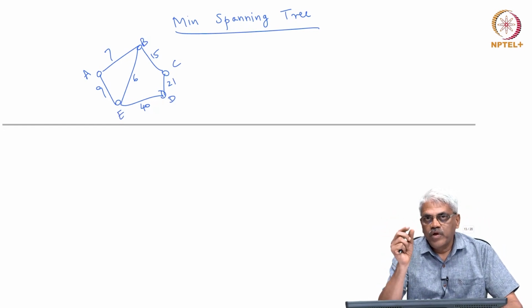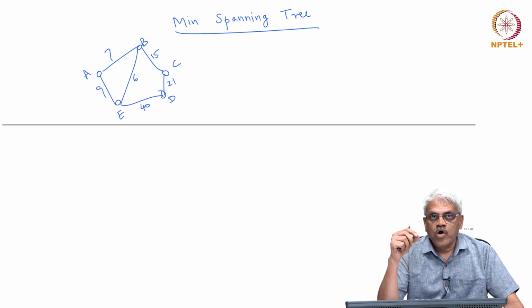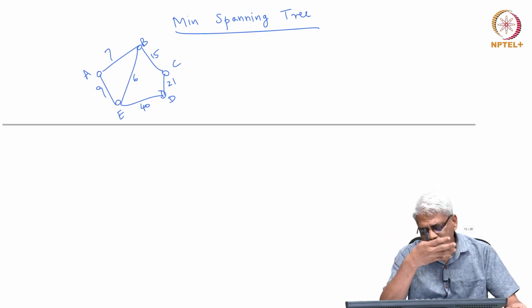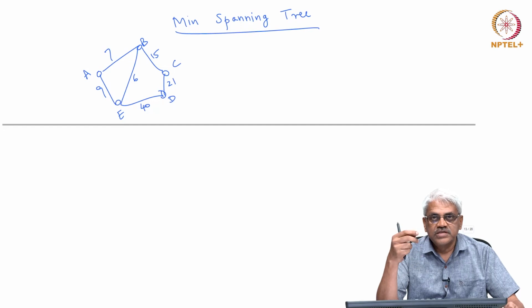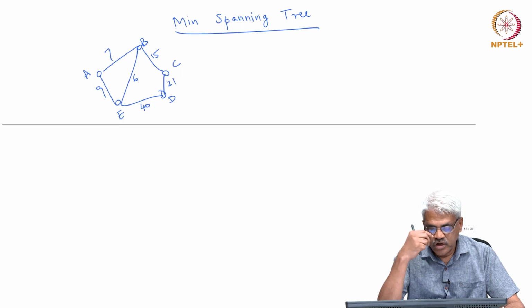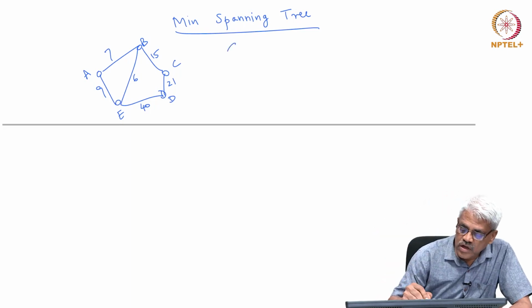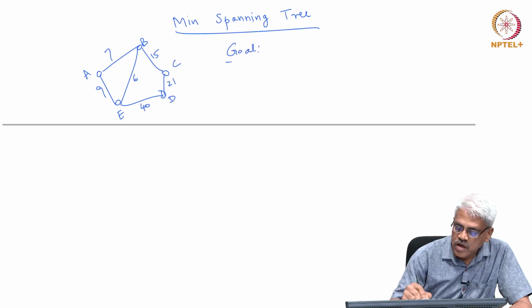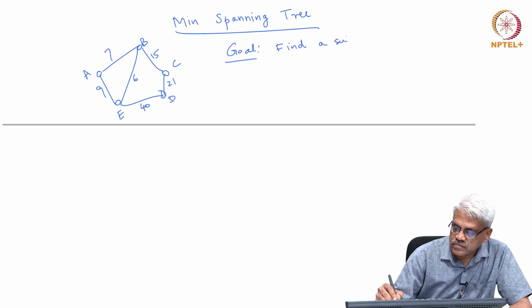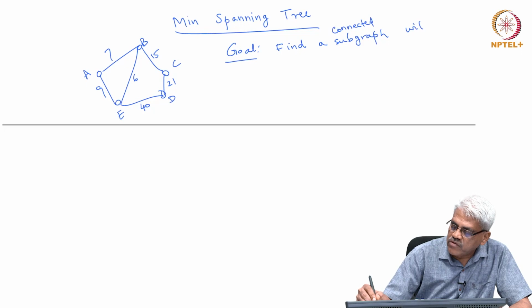Imagine that it is a road network, and the weight on the edge is the cost of relaying the road. The road has become bad, you want to relay the road. So now, what is your goal? Goal is to find a connected subgraph with minimum total weight.